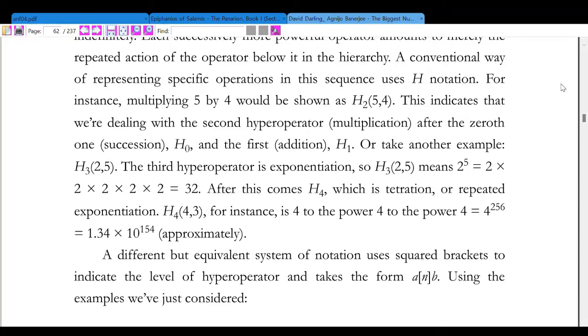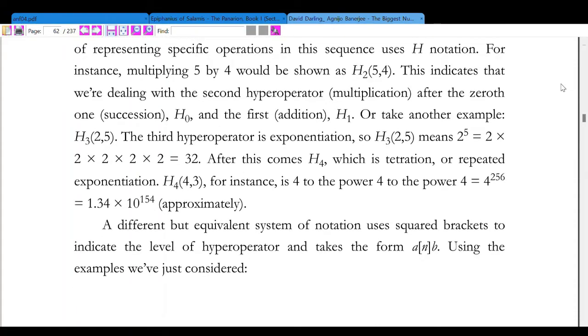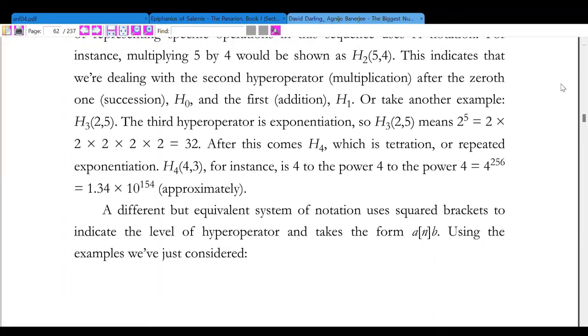For instance, multiplying 5 by 4 would be shown as H2(5, 4). This indicates that we're dealing with the second hyperoperator, after the zeroth one, H0, and the first, addition, H1. Or take another example, H3(2, 5). This third hyperoperator is exponentiation, so H3(2, 5) means 2 to the 5, which is 2 times 2 times 2 times 2 times 2 equals 32.